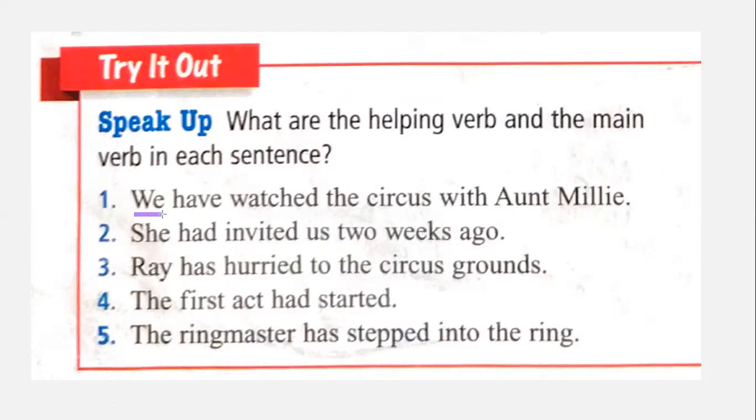So we. So now, excuse me. Nope, that is not what we're doing here. We are just identifying the helping verb and the main verb. My apologies. Okay, so we have watched the circus with Aunt Millie, so we identify the helping verb and the main verb, have watched. If this is what you said, then you have it correct.